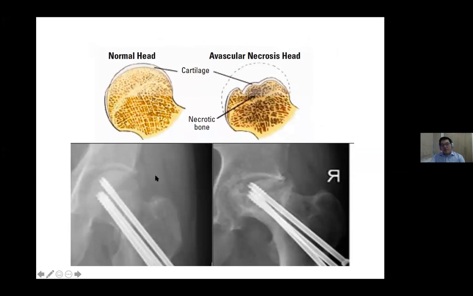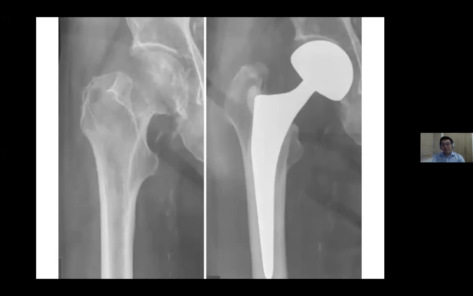So this is a normal head which had a fracture, and we put screws inside. But over time, due to the loss of blood supply to the head, the area collapses. That's what you can see here. The actual term for this is avascular necrosis. Avascular means the lack of blood supply, and necrosis is just a Latin name for death of bone.